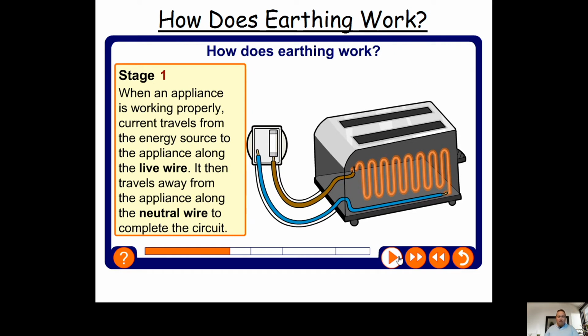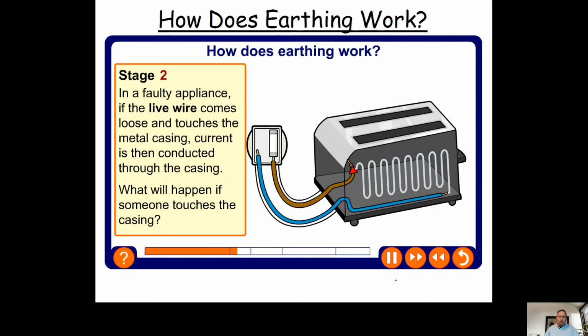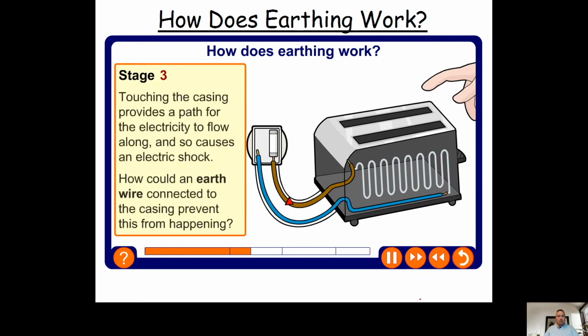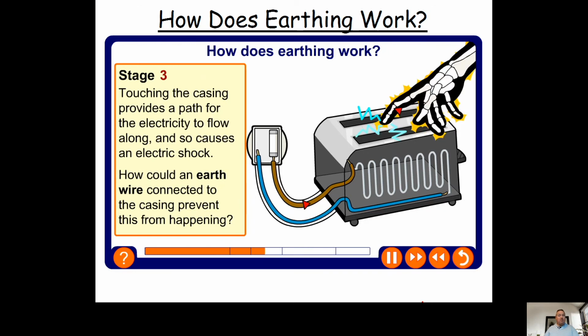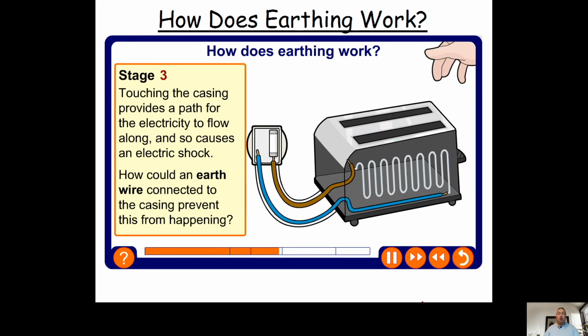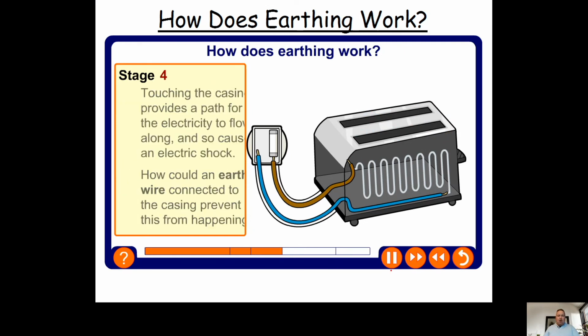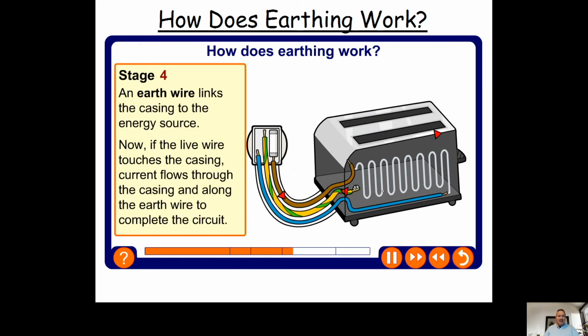all nice and safe. However, if something goes wrong inside the toaster, if that live wire somehow got broken or was touching the casing, the metal part of the toaster, suddenly we've got a live metal outside case on the toaster, and if someone touches that, the current would flow through them and give them an electric shock. So the earth wire is there to stop that happening. The earth wire is actually connected to the metal case. So it's literally just screwed into the metal case.